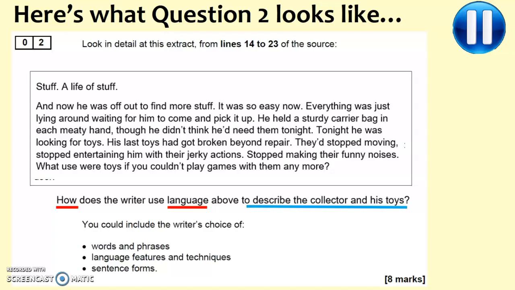Is it to make something seem terrifying? Is it to make it seem unsettling? Is it to make you feel humorous? So what is the actual effect? And that's something that students often miss out on. So there you go, that's exactly having a look at the question.